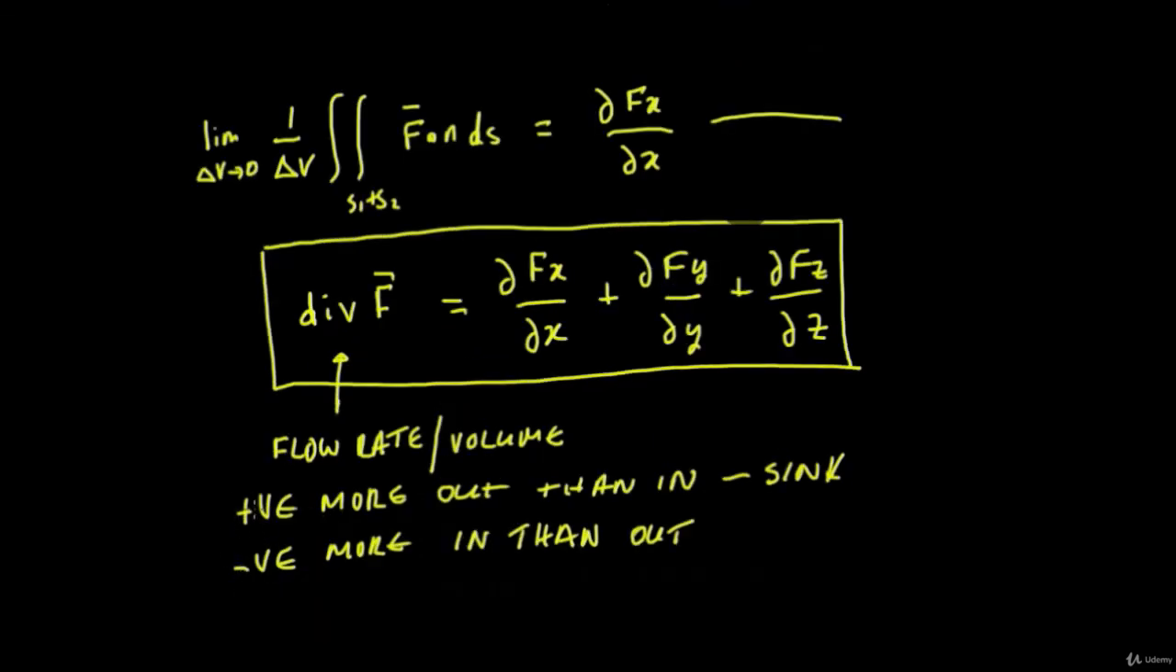If it's a positive value, it means that there's more flowing out than flowing in. So we could say that point there would be called a source. If it's negative, then it means that there's more flowing in than out, and we would call that a sink. Okay, so almost done.